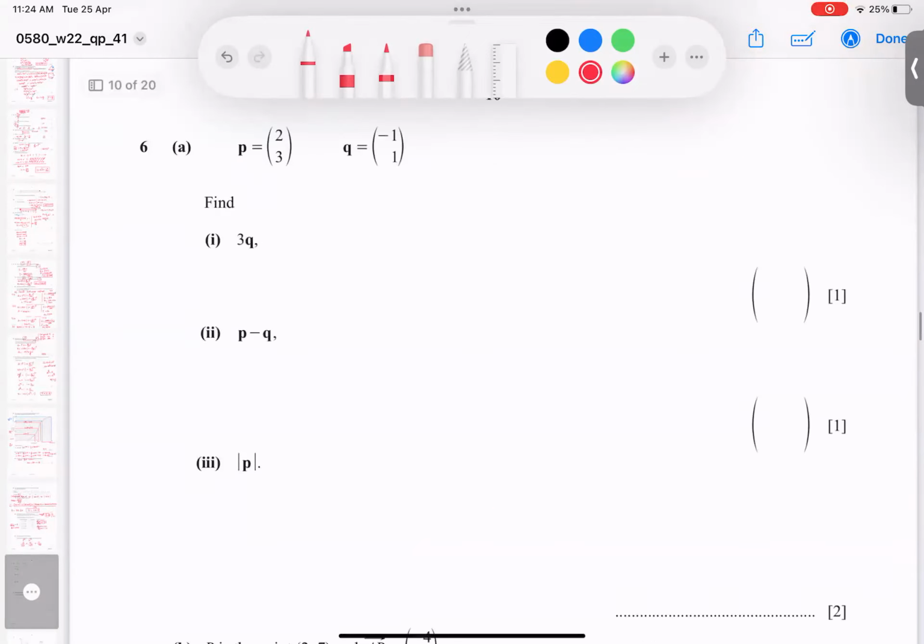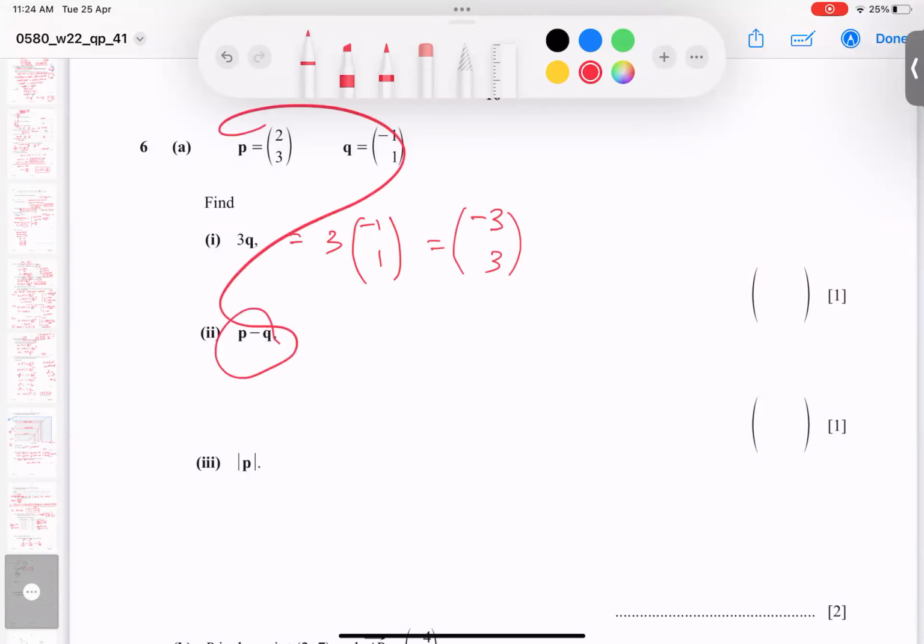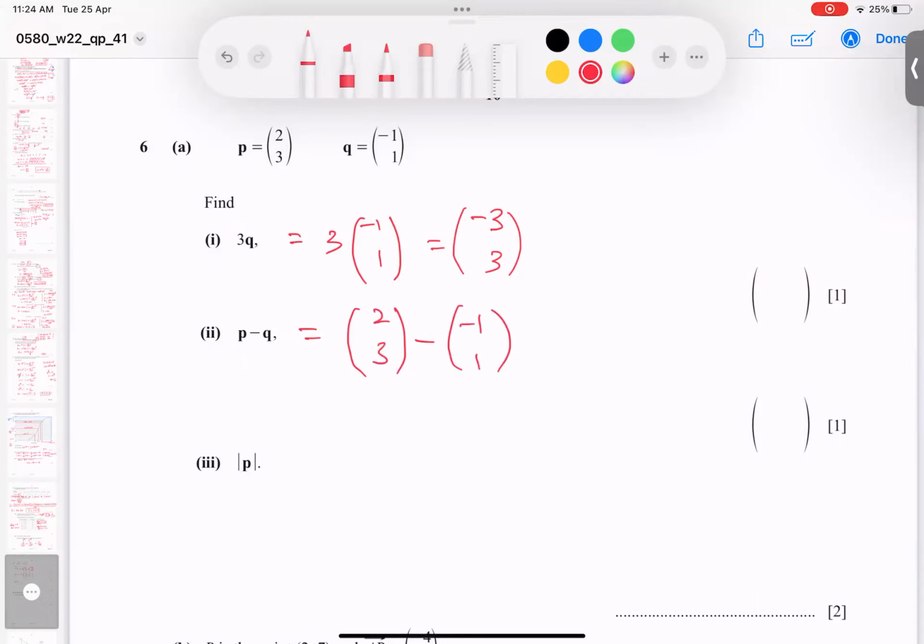Question number 6. Here, 3q, so 3 times 2q, and q is minus 1 and 1. I got minus 3 and 3, and this is my final answer. How do we find p minus q? P is 2, 3, and q is minus 1, 1. When I subtract, 2 minus minus 1 is 3, and 3 minus 1 is 2.